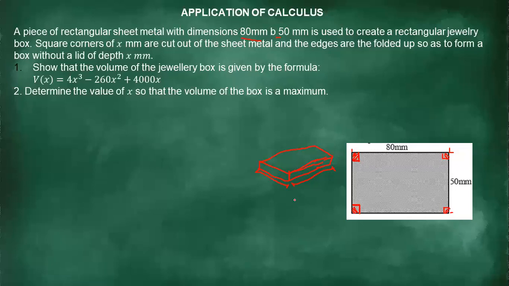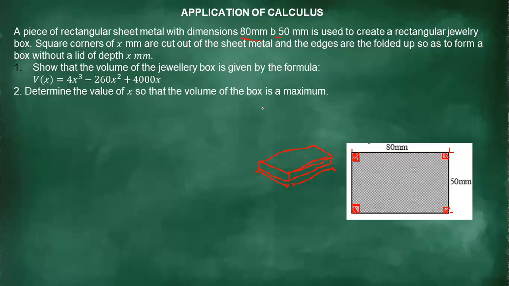Now the first question says show that the volume of the jewelry box is given by the formula V equals 4x cubed minus 260x squared plus 4000x. Then we have to prove that the volume of this jewelry box is given by this. All right, now the question is, how do we prove that?